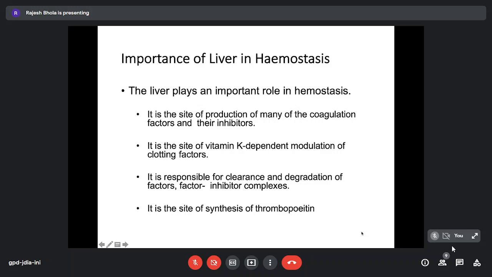To start with, what is the importance of the liver in hemostasis? So the liver plays an important role in hemostasis because it is the site of production of many of the coagulation factors and their inhibitors. It is the site of vitamin K dependent modulation of the clotting factors. It is also responsible for clearance and degradation of the factors and factor inhibitor complexes. And it is one of the major sites for synthesis of thrombopoietin, and as you know, thrombopoietin is responsible for thrombopoietic activities within the marrow leading to platelet production.